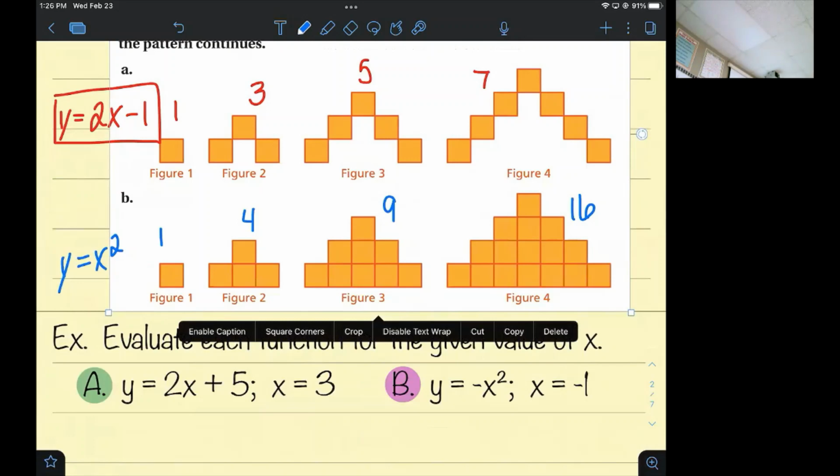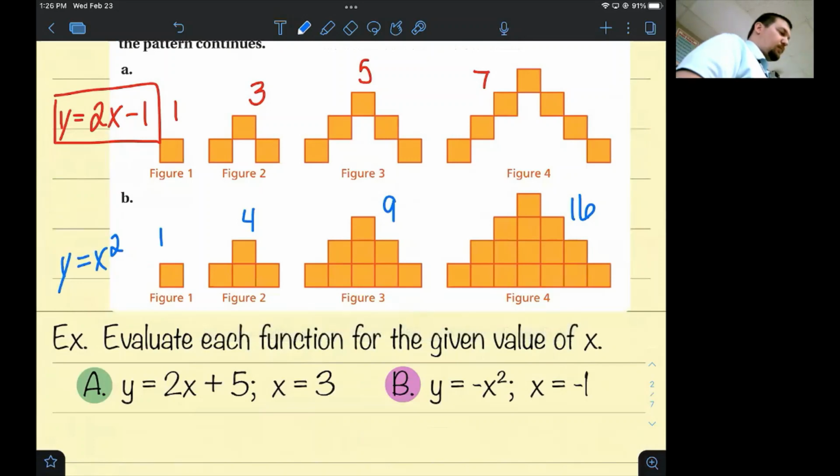What's figure 5 going to have? How many squares is it going to have, Sky? 25. So I don't mean to say that you can't predict. I think I said that you can't predict, or I said you could predict if it's linear. You can still predict if it's nonlinear, but what we're going to see is that the rate of change is always varying. It's a variable rate of change. It's not constant like the lines are.